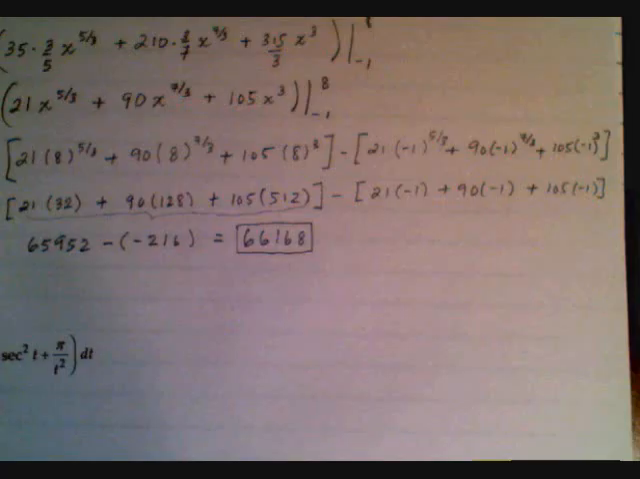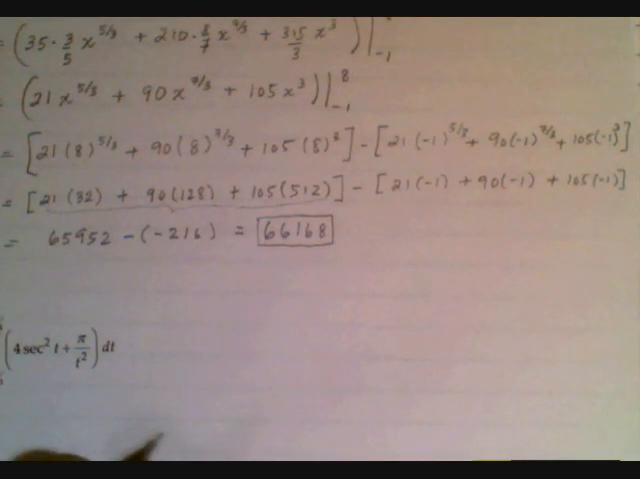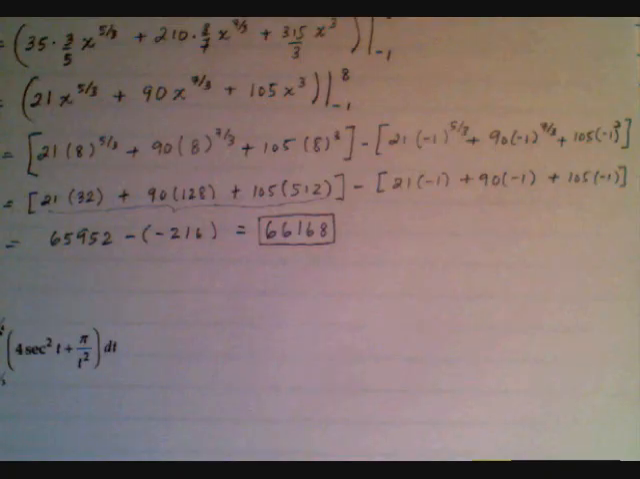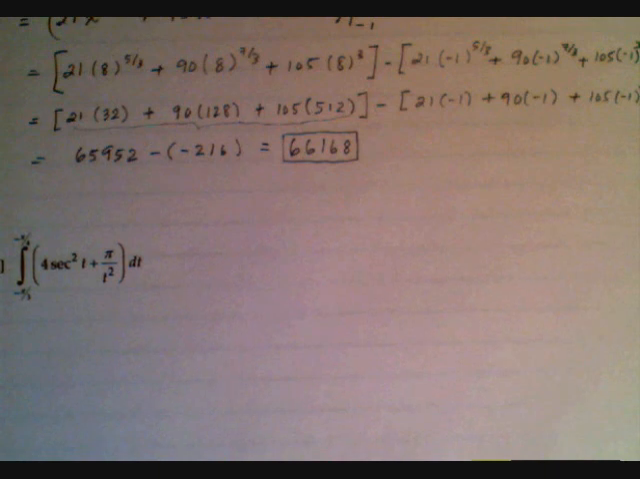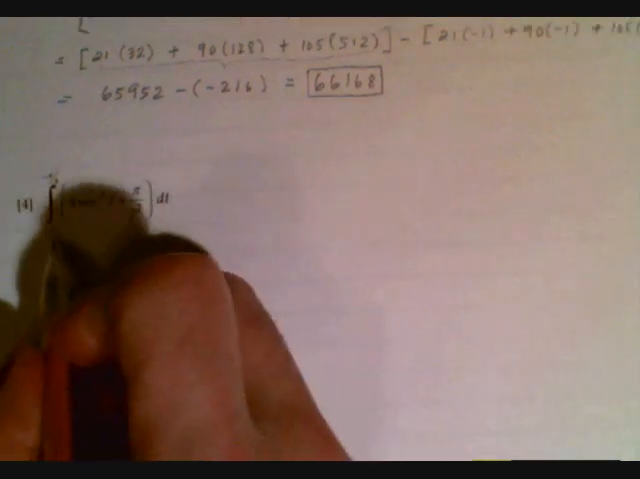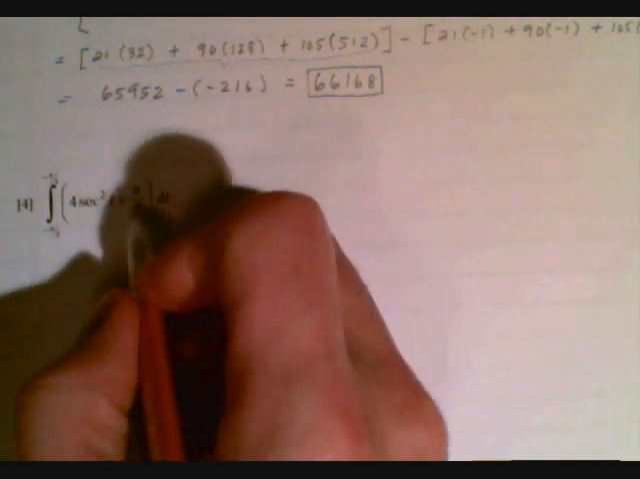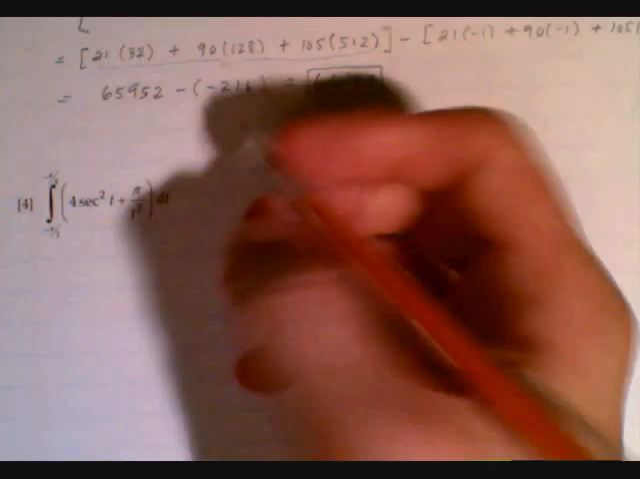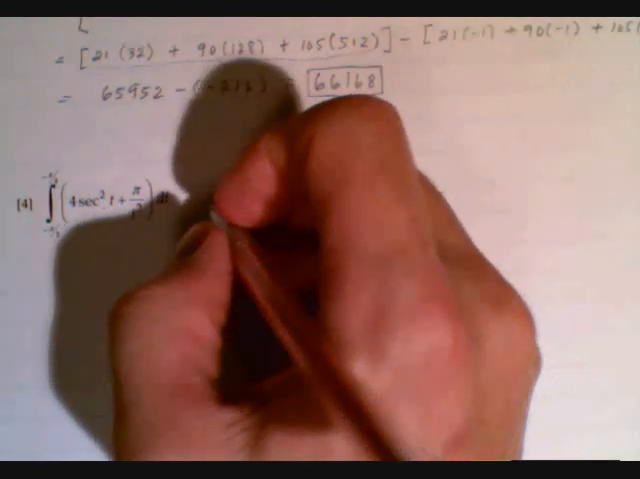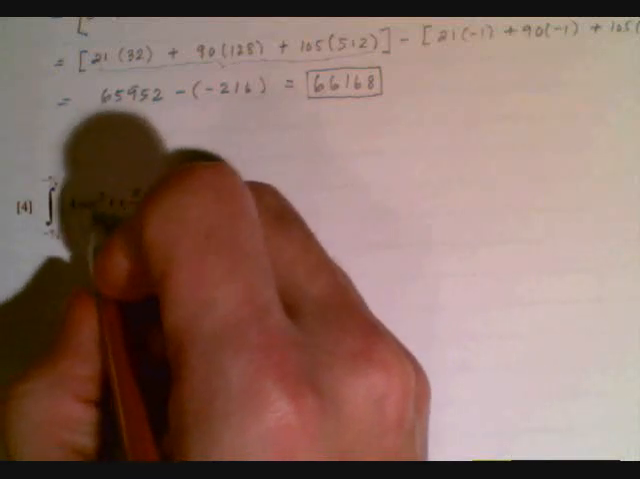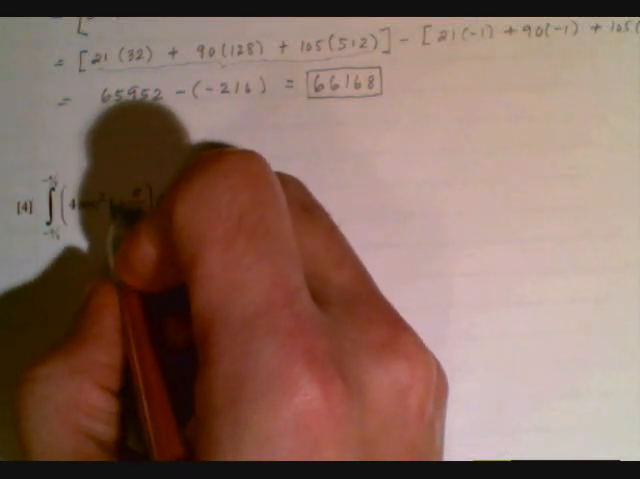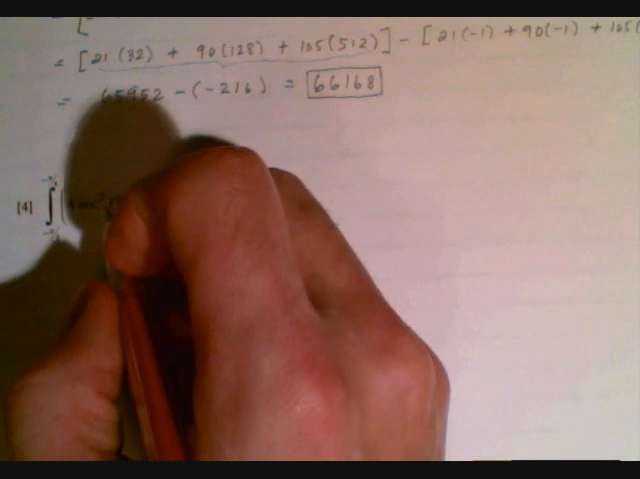Okay, last of the four examples here. This is the fourth one. I don't know if you can see this very well, but it's the integral from -π/3 to -π/4 of 4 secant squared t plus pi over t squared dt. An antiderivative of secant squared is tangent. So 4 tangent of t.